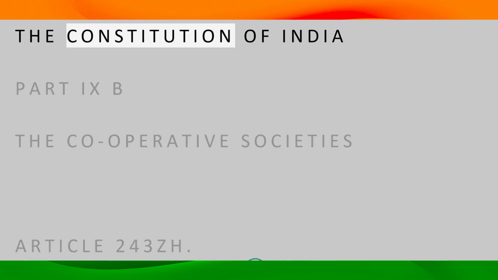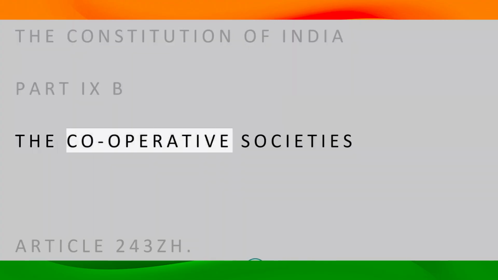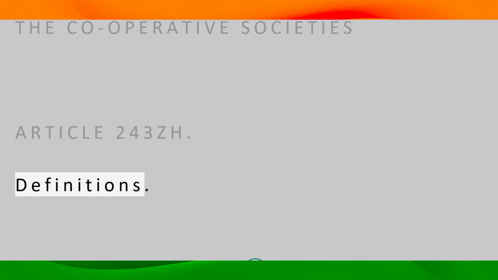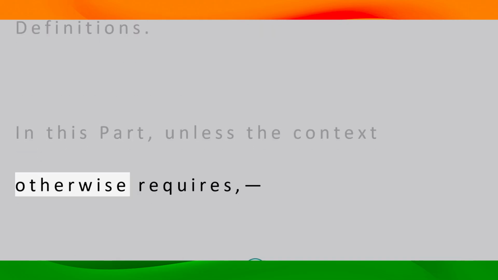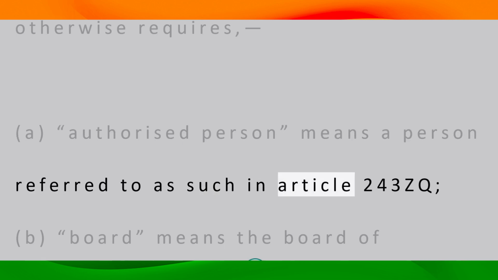The Constitution of India. Part 9B. The Cooperative Societies. Article 243ZH. Definitions. In this part, unless the context otherwise requires: A. Authorized person means a person referred to as such in Article 243ZQ.